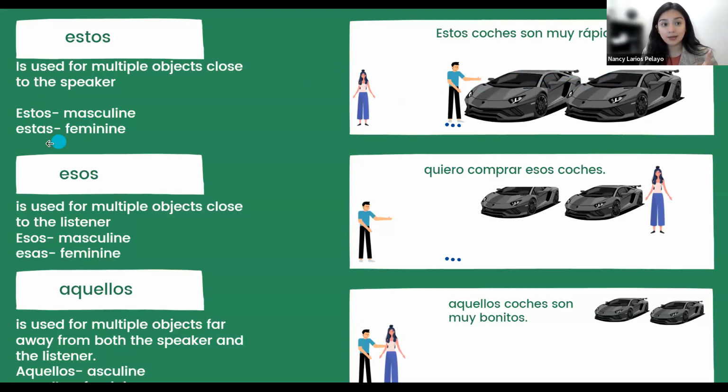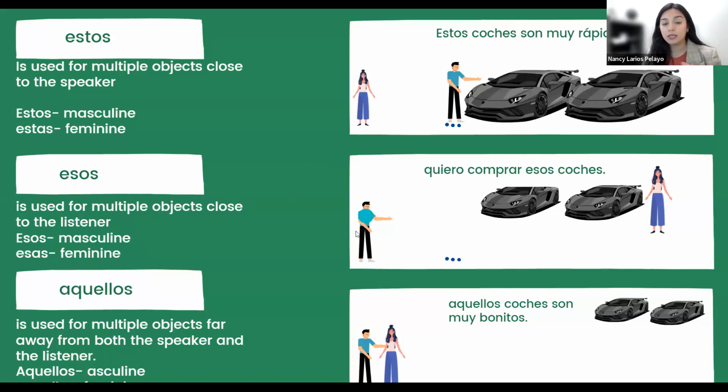Estos, masculine. Estas, feminine, right? When talking about more than one object. Estas sillas, these chairs. Estos coches, these cars, okay? Esos, right, is used for multiple objects close to the listener. So again, we take into consideration the speaker and the listener, okay?